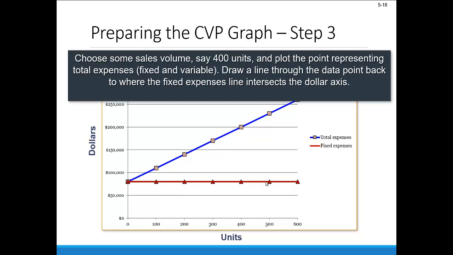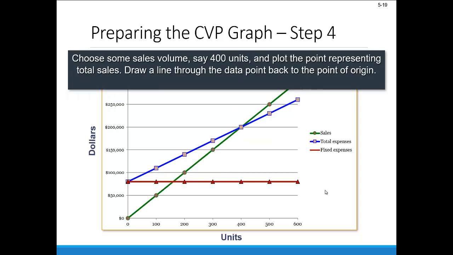Then from there, we're going to draw the total expense line. The intercept is at the fixed expense point, 80,000, moving upward in a linear fashion from there. We had plotted that out at 0, 200, 400, 600, and so on, and so connecting that line. Then we're going to draw the total sales line. That does start at the origin, or 0. If we sell 0 bikes, we have 0 in sales. Every bike was selling for 500 bucks. So at 100 bikes sold, 50,000 in sales, 200 bikes, 100,000, and so on.